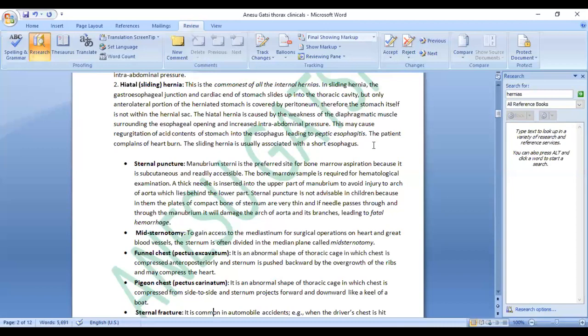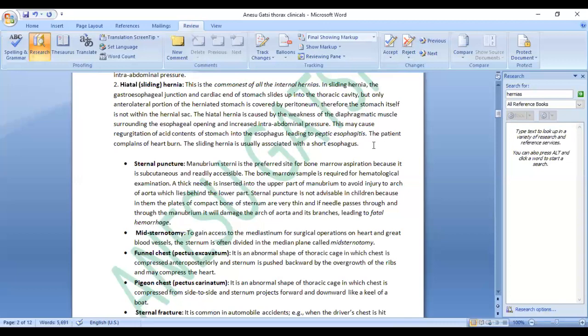Then we have two embryological conditions that are common on the sternum, that is Pectus Excavatum and Pectus Carinatum. So Pectus Excavatum, or funnel chest, is an abnormal shape of the thoracic cage. So in this abnormal shape, you'd find that the chest is compressed anteroposteriorly, and the sternum is pushed backward by the outgrowth of the ribs and may compress the heart. So the sternum is sunken posteriorly, and it may actually compress the heart. Then the rest of the chest wall is thrust forward.